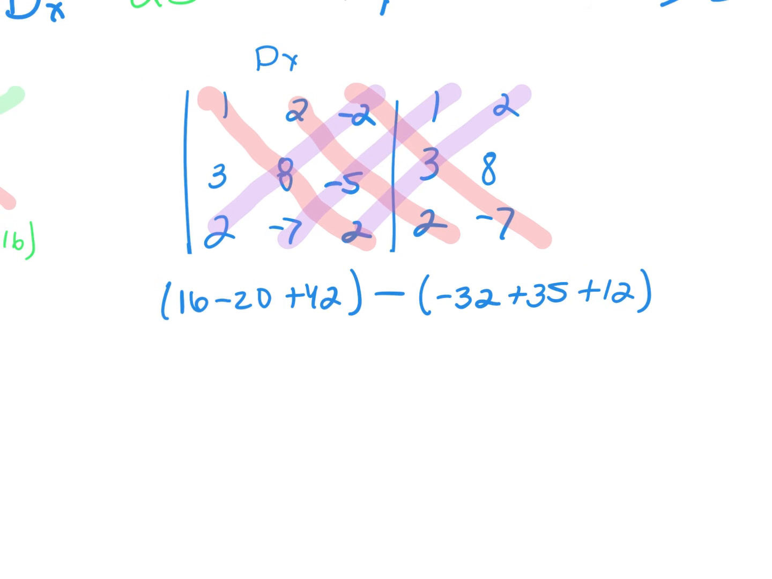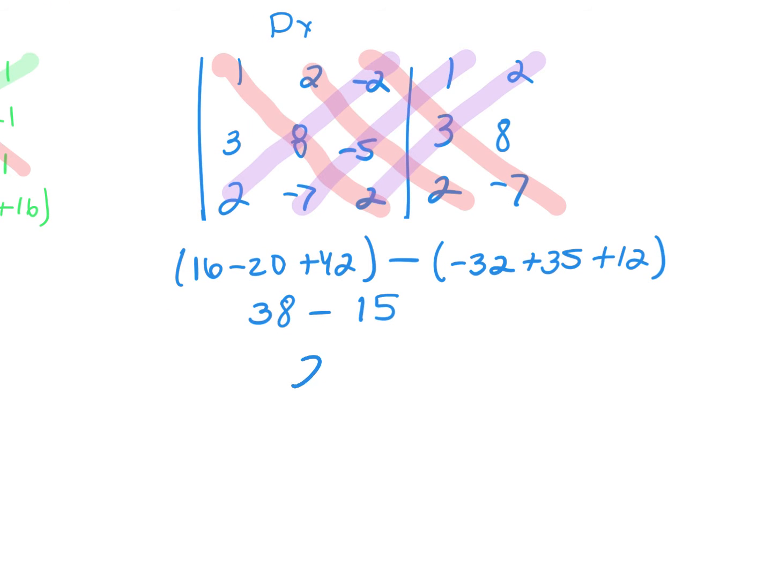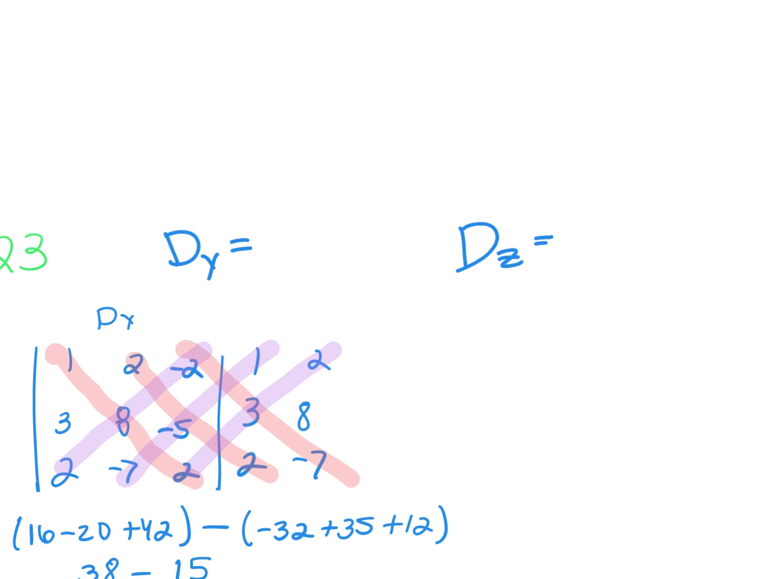All right, so 16 minus 20 is negative 4. Plus 42 gives me positive 38. Minus the negative 32 plus 35 is 3, correct? Plus 12, so 38 minus 15. What does that give me? Oh, 23 again. Nice. So d sub y is 23.